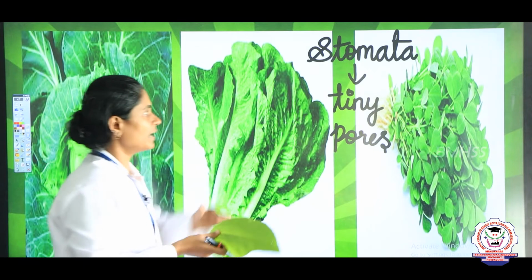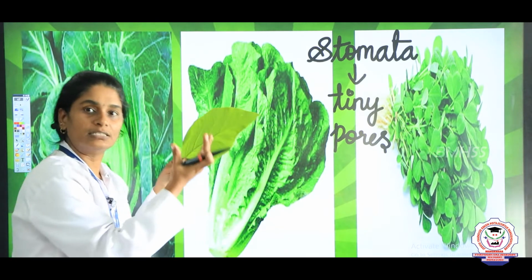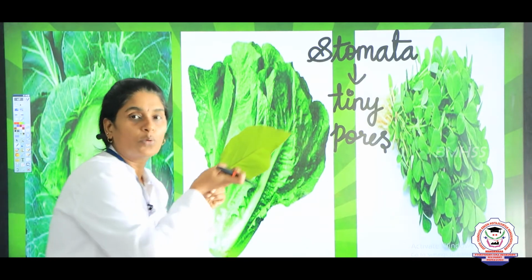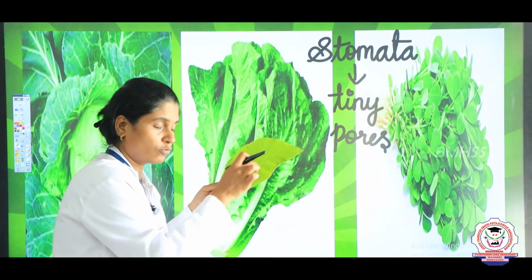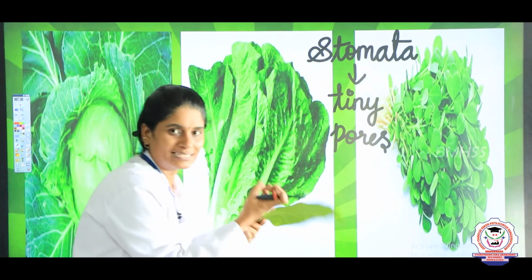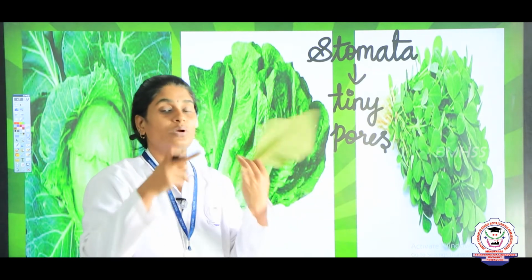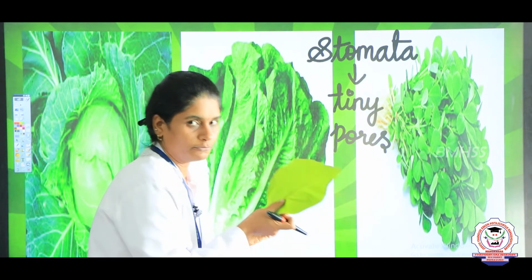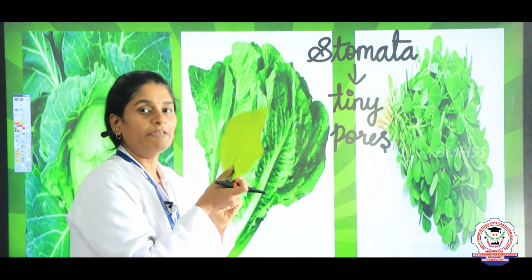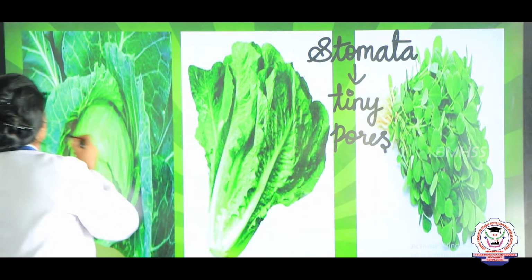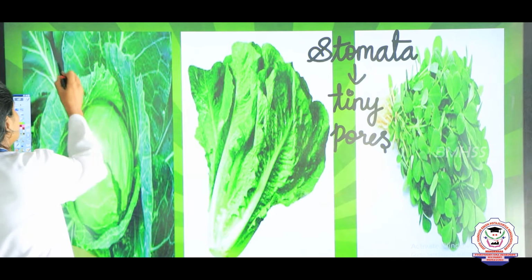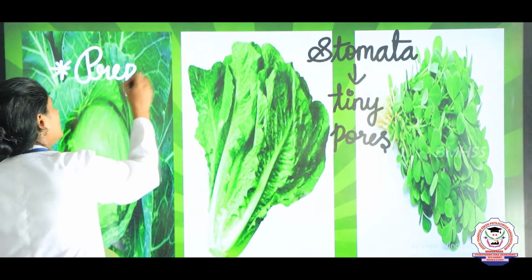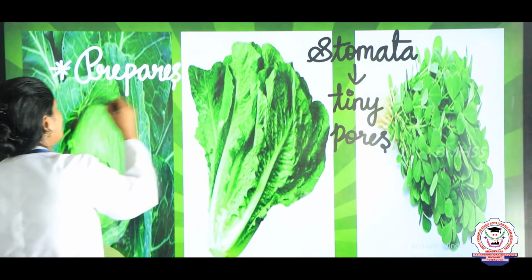Through the stomata the leaf gets the carbon dioxide, and through the veins the leaf gets the water and minerals, and with the help of chlorophyll, it absorbs the sunlight. Once it is put together, sunlight, water and carbon dioxide, the leaf prepares its own food. So, what is the function of the leaf? The first one: the leaf prepares food, P-R-E-P-A-R-E-S, prepares food.